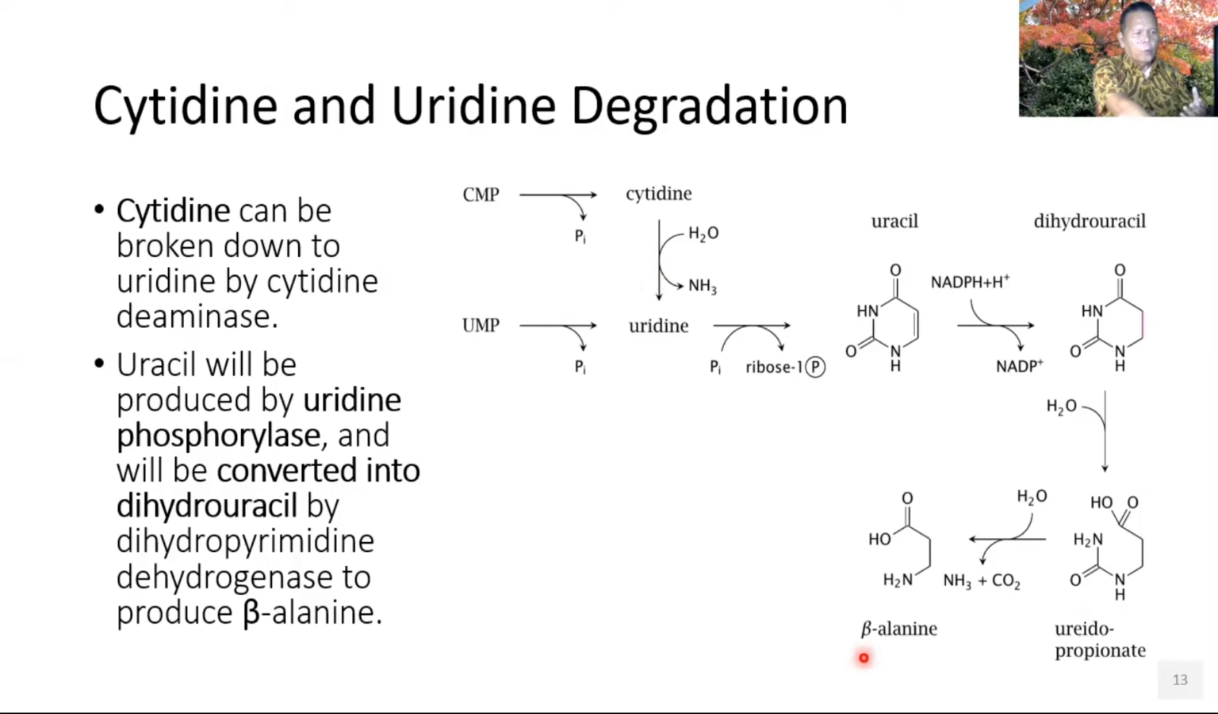Now let's repeat once again. This is a CMP, this is UMP. This CMP will be converted to this cytidine, and this UMP will be converted to uridine. And this uridine will be converted to uracil. This uracil will be converted to this molecule. Then this molecule will be hydrolyzed to open this cyclic compound to produce ureidopropionate, and this ureidopropionate will be converted to beta-alanine.